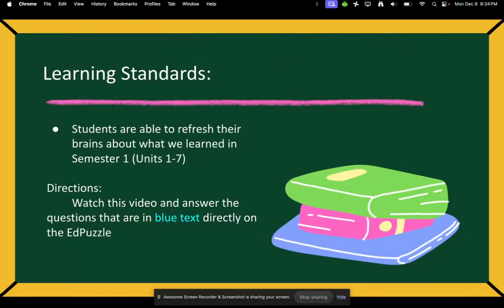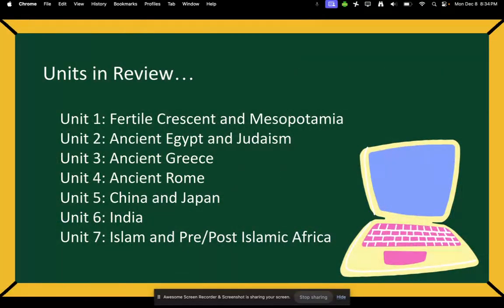Learning standards. Students will be able to refresh their brains about what we learned in Semester 1, which is Units 1 through 7. You're going to watch this video and answer the questions that are in blue text directly on the Ed puzzle.